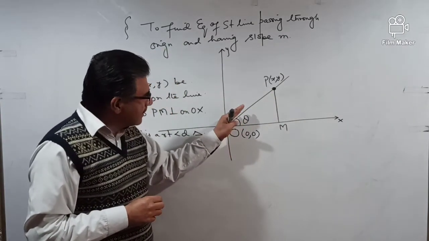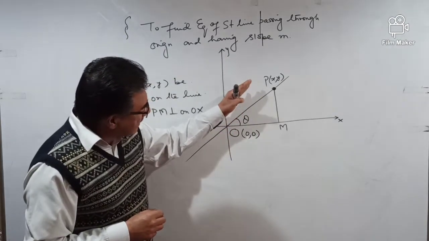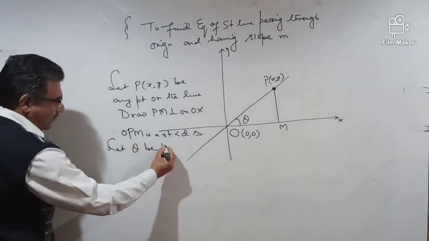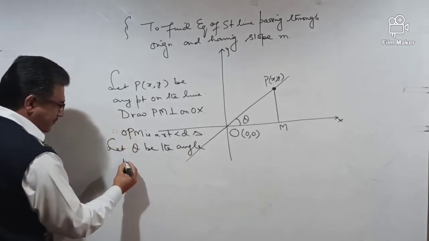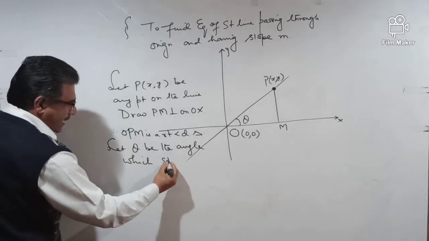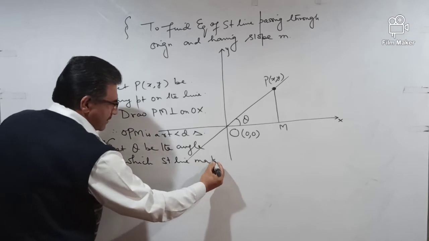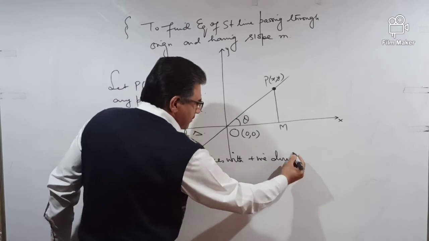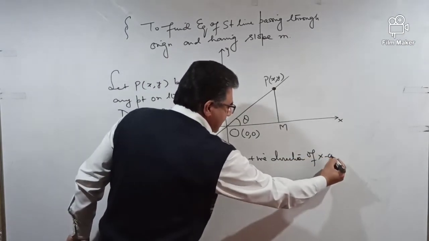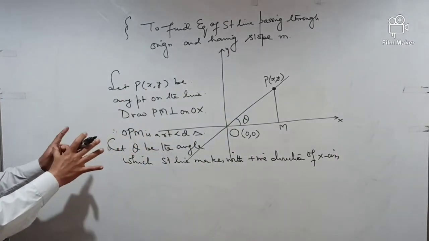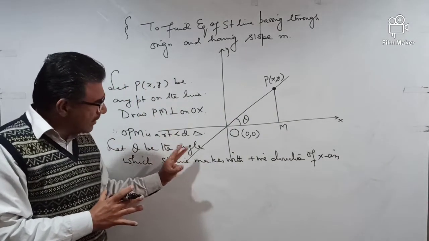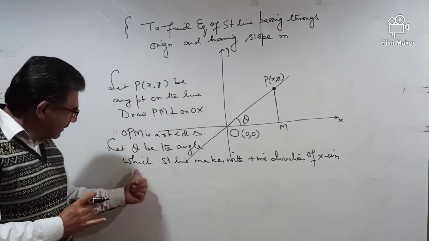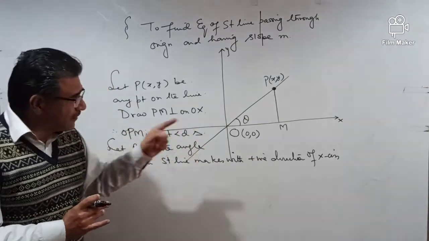And this theta is the angle between the line and the positive direction of the x-axis. Let theta be the angle which the straight line makes with the positive direction of x-axis. मैं ये डिटेल में लिख रहा हूँ because so that you can understand easily what I am actually writing, what is my purpose. Let theta be the angle which a straight line makes with the positive direction of x-axis.